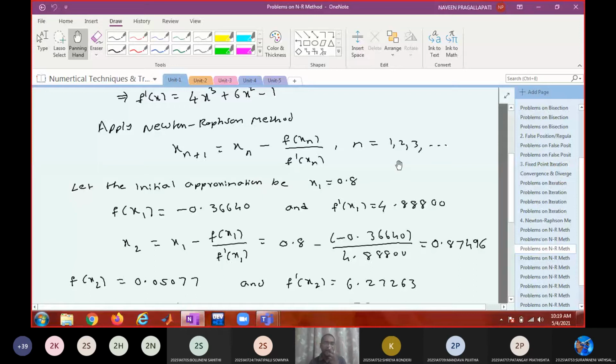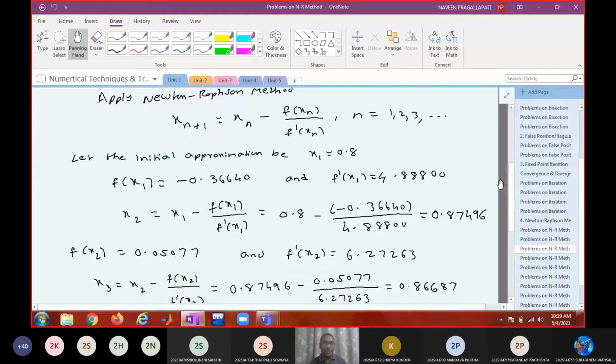As I said, your initial approximation can be considered as x1 or x0, it doesn't matter. If you are considering x1 as the initial approximation, x2 will be the successive approximation. If you are writing n equal to 0, 1, 2, 3 and so on, then x0 will be the initial approximation, x1 will be the successive approximation. So don't confuse with this notation. I said earlier also, n can start with 1, 2, 3, 4 or 0, 1, 2, 3, it doesn't matter. It's only a notation. So when you substitute these values, you will get the successive approximations like this.